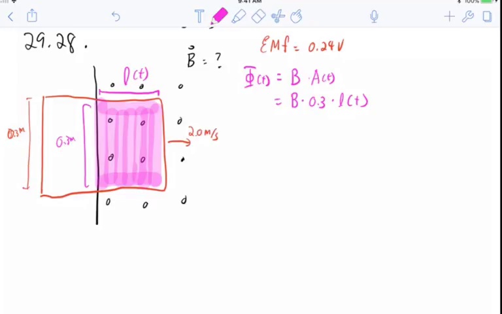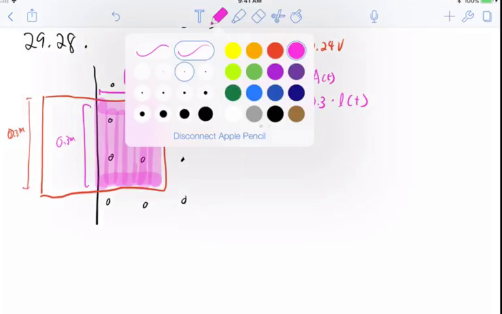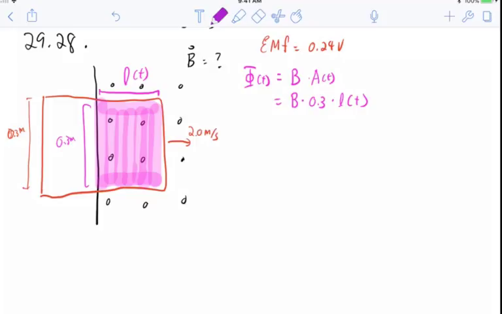I don't know what L of T is. It's a constant velocity question, so it's not very hard to come up with an actual formula for L of T. But I don't actually need to know what L of T is, because watch. I'm going to take the derivative of phi to find the EMF. So this is a constant. This is a constant. This thing is not a constant.